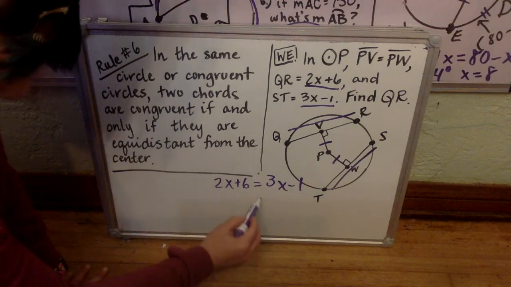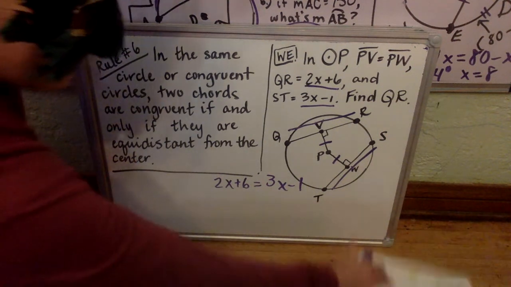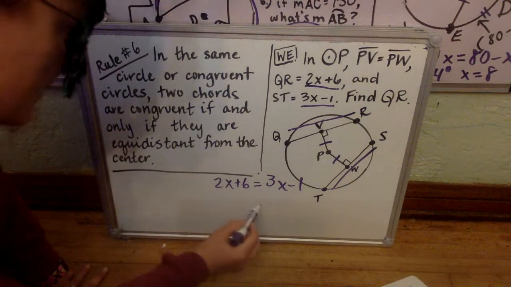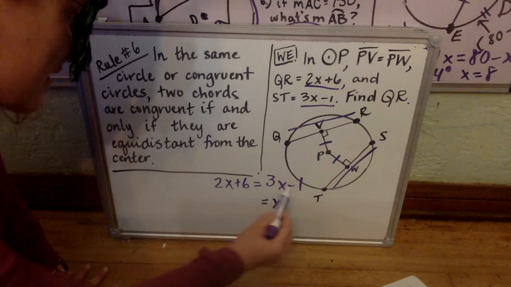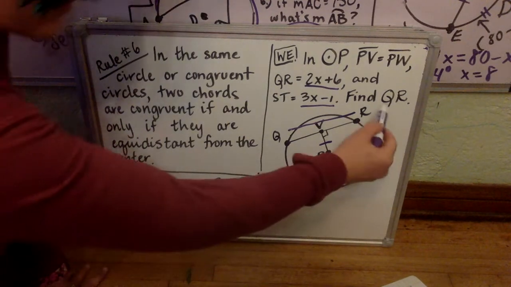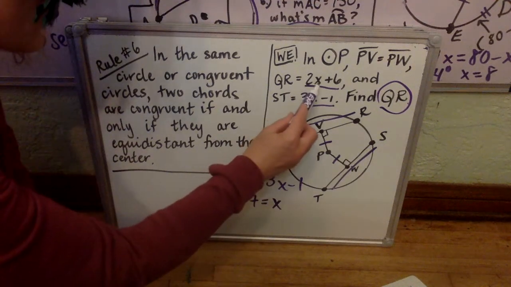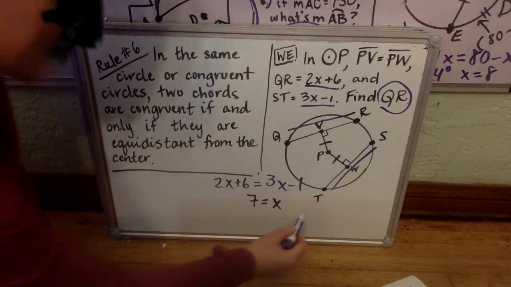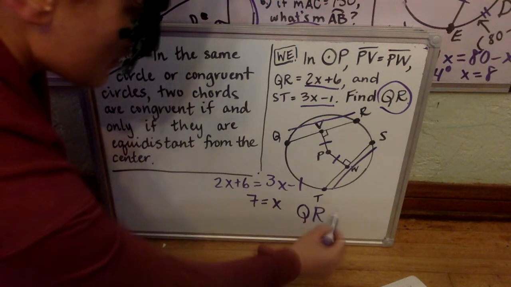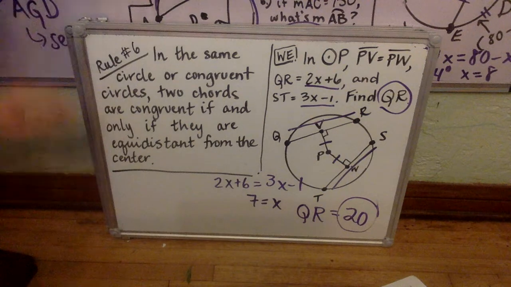Okay, and if we go ahead and solve, okay, I think we will get, let's see, we're going to move the x over, subtract. I think we're going to get that x is 7. And then what were we trying to find? We were trying to find QR, okay? So 2 times 7 and then plus 6. I think that means that QR is 20, okay?